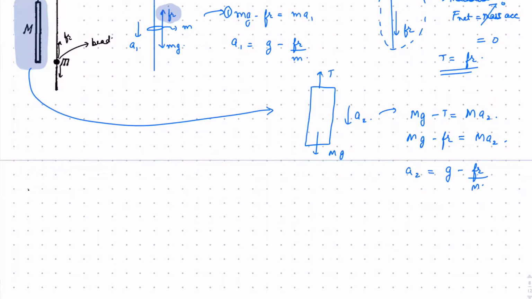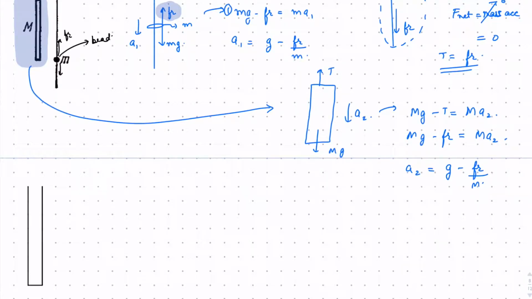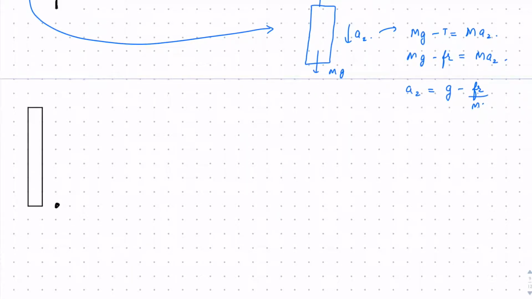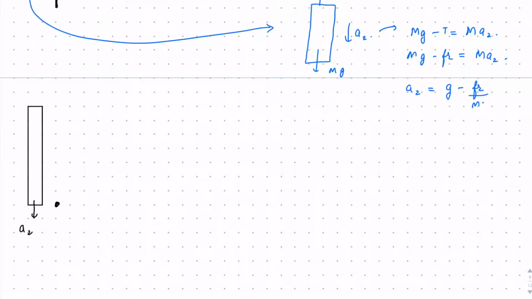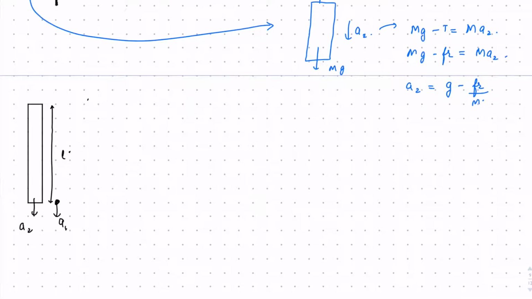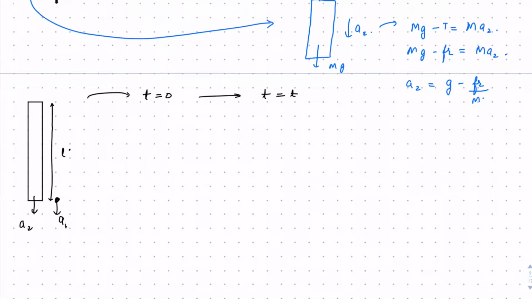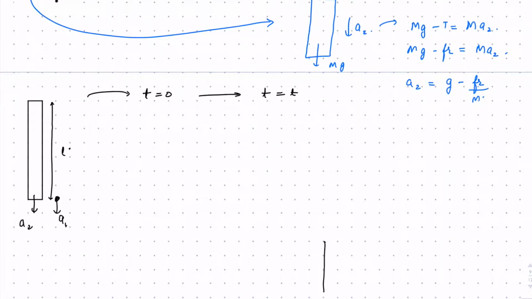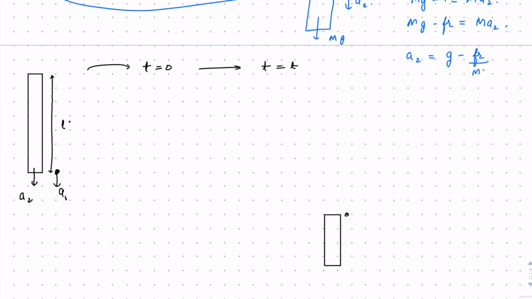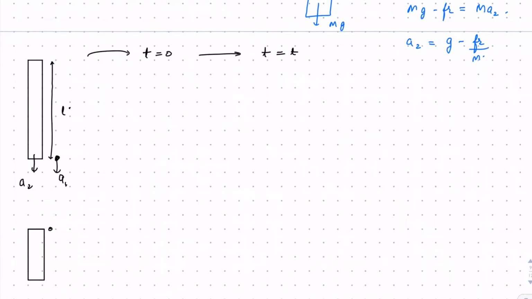Now start seeing them together. See, this was the bead over here, and this was the rod over here. Rod was going down with a2, bead was going down with a1, so that this length was L, and they said that this started at t equal to 0, such that at time t equal to t, what they saw was that both of them went down and the bead came at the top end of it, somewhat like this. The situation was somewhat like this at time t equal to t.